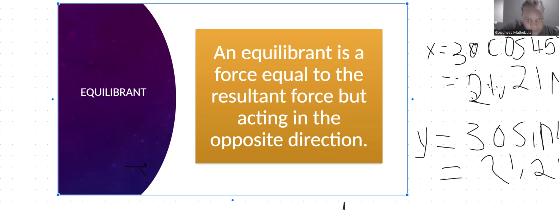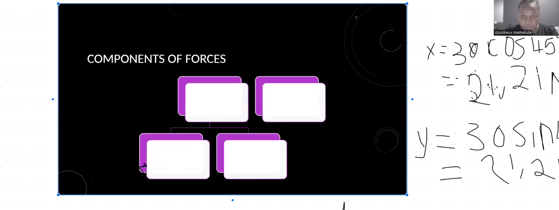Okay. So the components of forces: a force can be divided into X and Y. This can help us to solve the problem more easily. So here we have a horizontal component, which is the X axis, and a vertical component, which is the Y axis.